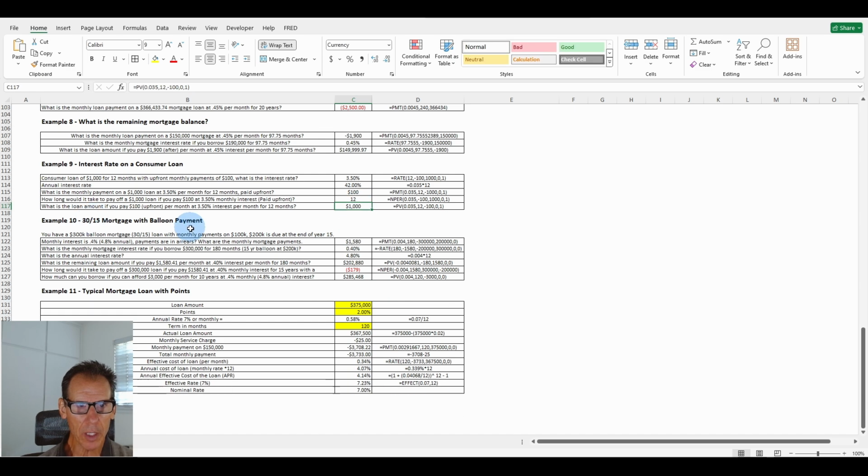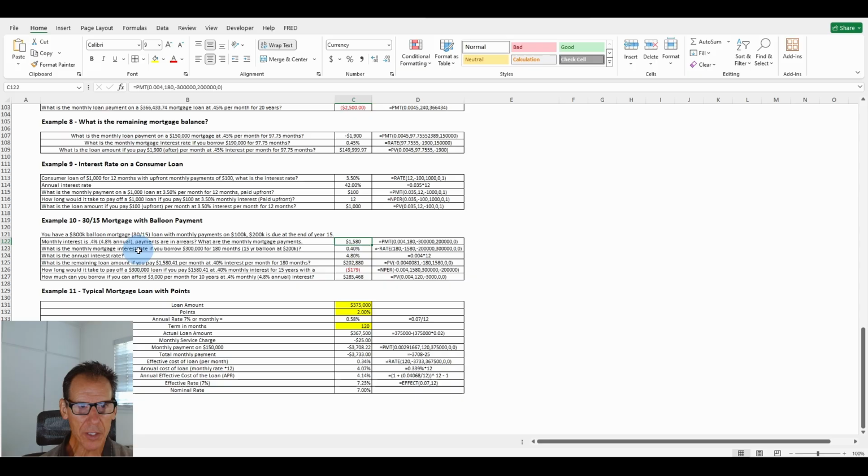30 due in 15 mortgage with a balloon payment. You have a $300,000 balloon mortgage, 30 that's due in 15 with monthly payments on $100,000. 200K is due at the end of year 15. Monthly interest is 0.4 monthly. That'd be 4.8 annual. Payments are in arrears. What are the monthly mortgage payments? We have the 0 here. It means we pay at the end of the month. You're going to see 1580 if we put 1 in here. 1574, 1580. Notice there's a $6 a month difference paying at the end of the month.